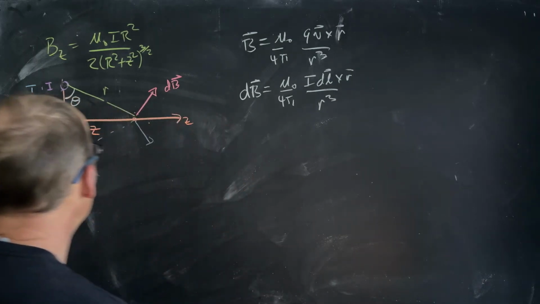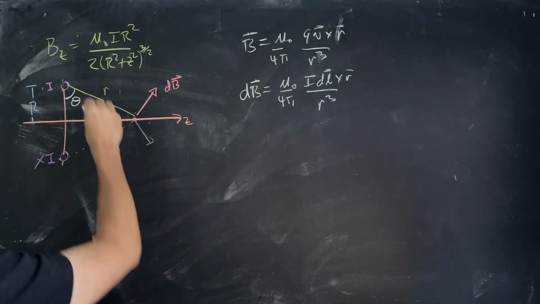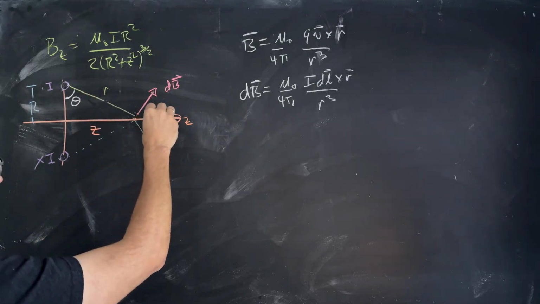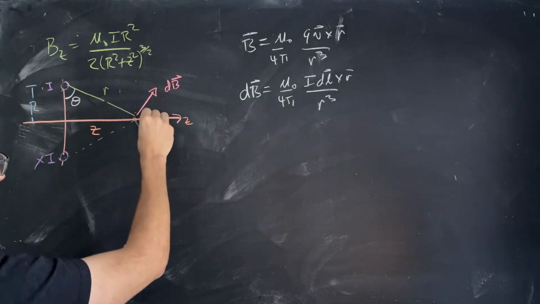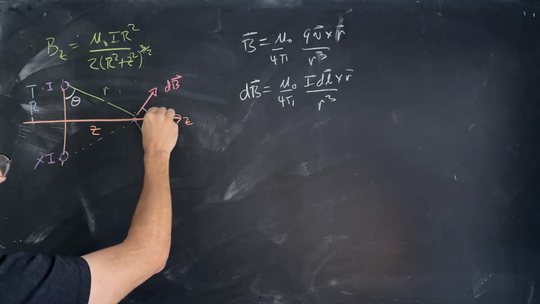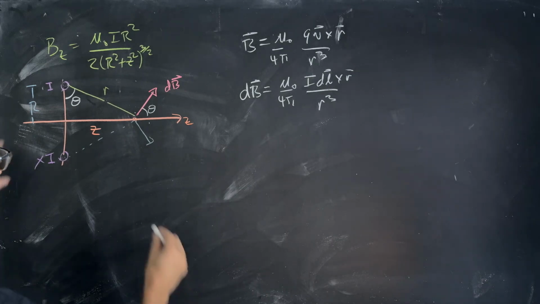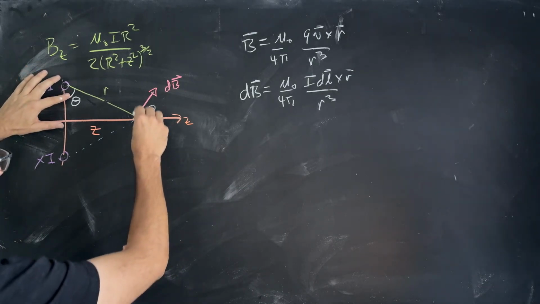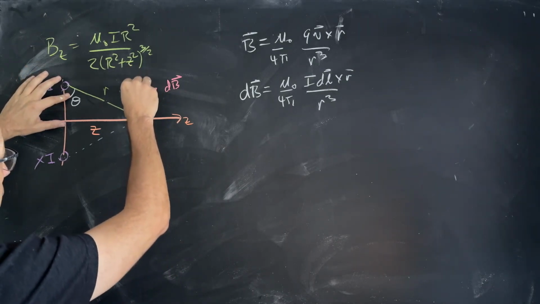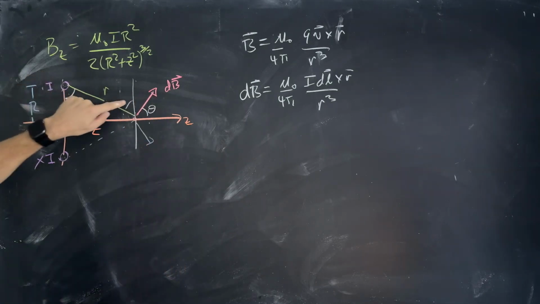Okay. So we need to find the z component of that vector. I didn't want to mess it up down here too much. So this is the angle theta. I want to find this angle right here, which is also theta. So how can we do that? Well, look right here. This is theta. So if I draw a line like that, then this is the angle theta.